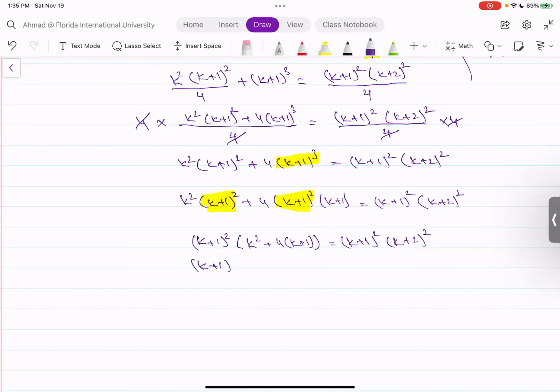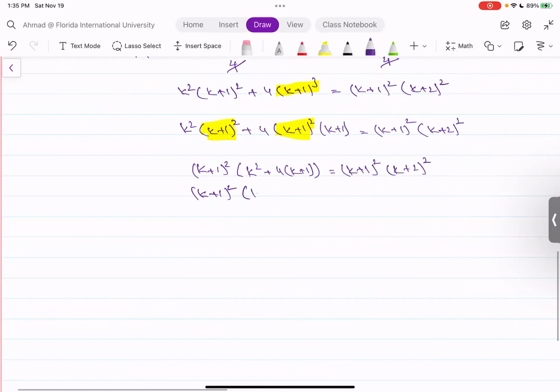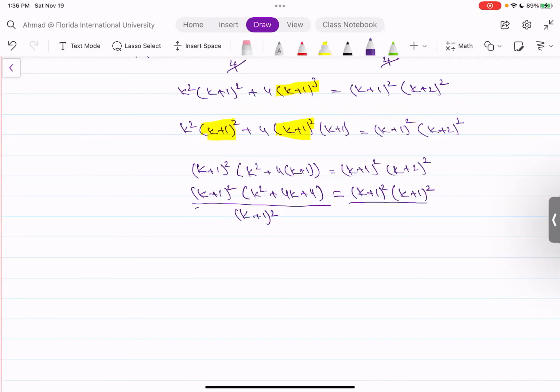k plus 1 whole square into k square plus 4k plus 4, right? And on the right hand side, it is going to be k plus 1 square into k plus 1 whole square. So from this point, you can see that both left hand side and right hand side are being multiplied with k plus 1 square. So I can divide both sides with k plus 1 whole square. And then in that case, these terms are cancelled out.